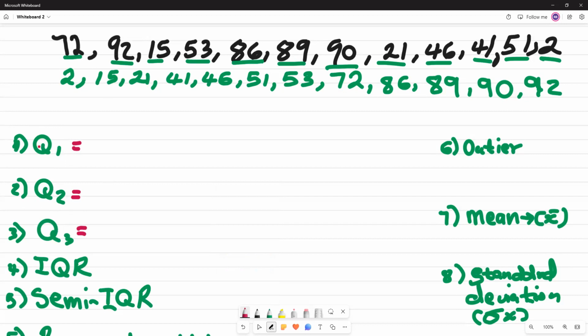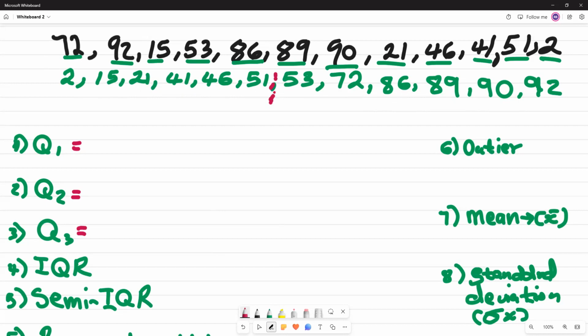So Q1, basically to do these quartiles, you're always going to get the middle quartile first. Let me show you how to do that. So we know that we have 1, 2, 3, 4, 5, 6, 7, 8, 9, 10, 11, 12, which means we're going to have 6 on the left and 6 on the right. So 1, 2, 3, 4, 5, 6.